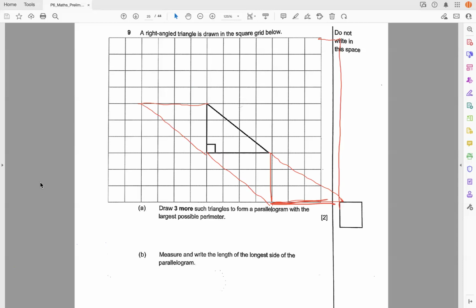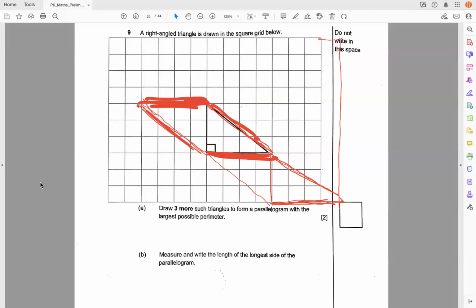Because if you look at the triangle, to make the perimeter as large as possible, you want to expose this and this. This is the longest side of the triangle. This is the second longest. I want to expose these two as much as possible. So if I draw it this way, you notice I expose the hypotenuse and the second longest side.